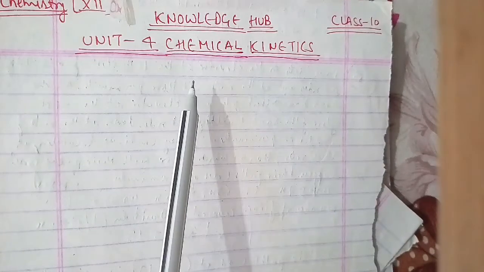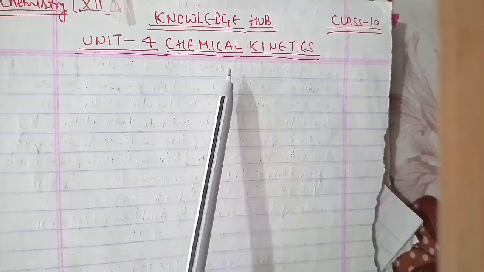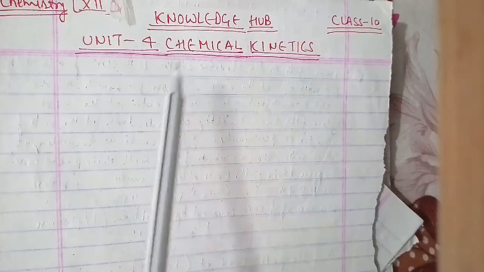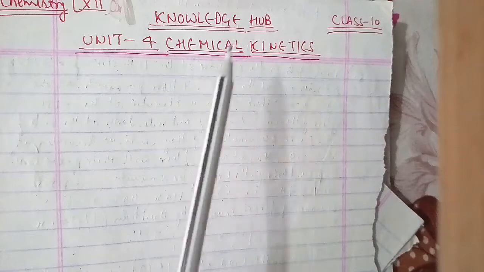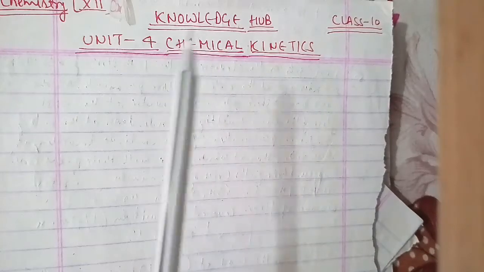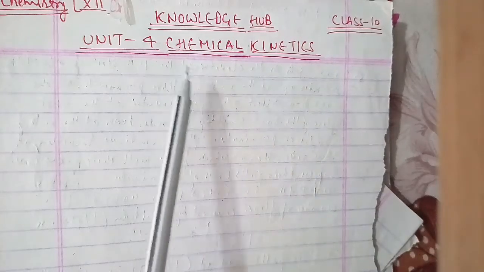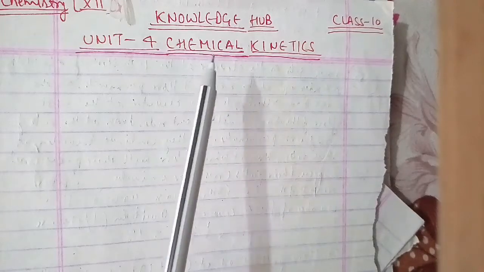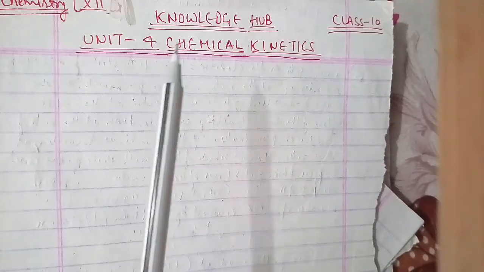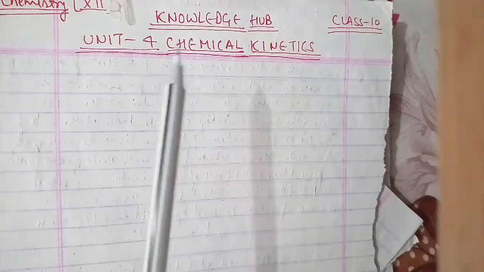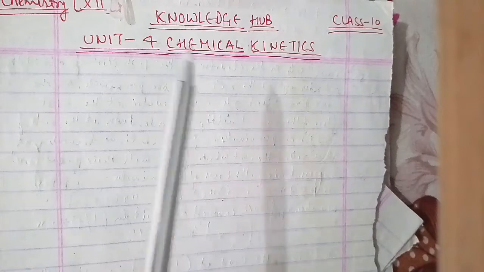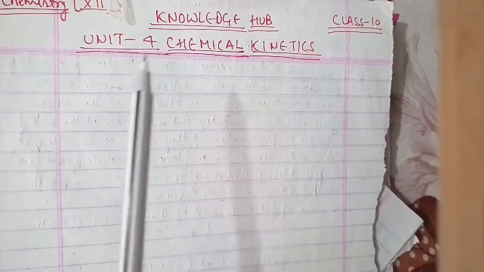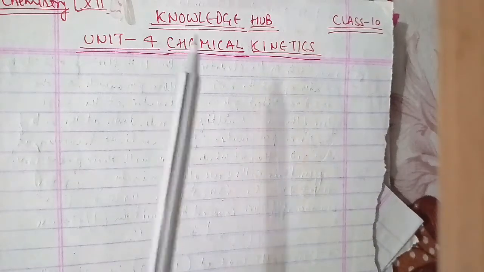In terms of chemical kinetics, chemical kinetics is the branch of chemistry which deals with the study of the speeds or the rate of chemical reactions, the factors affecting the rates of the reactions, and the mechanism by which the reaction proceeds. Chemical kinetics helps us to understand how a chemical reaction occurs.